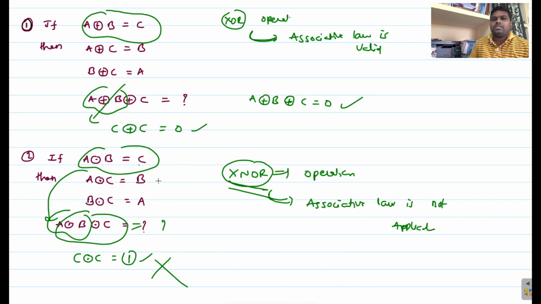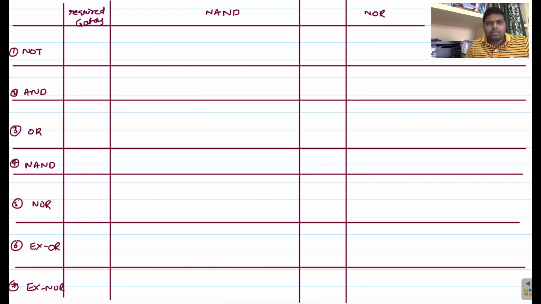Okay, this is about associative law, which is applicable for AND gate, OR gate and XOR gate, and which is not applicable for NAND, NOR and XNOR logics, right? Okay, next, realization of NAND and NOR gates.